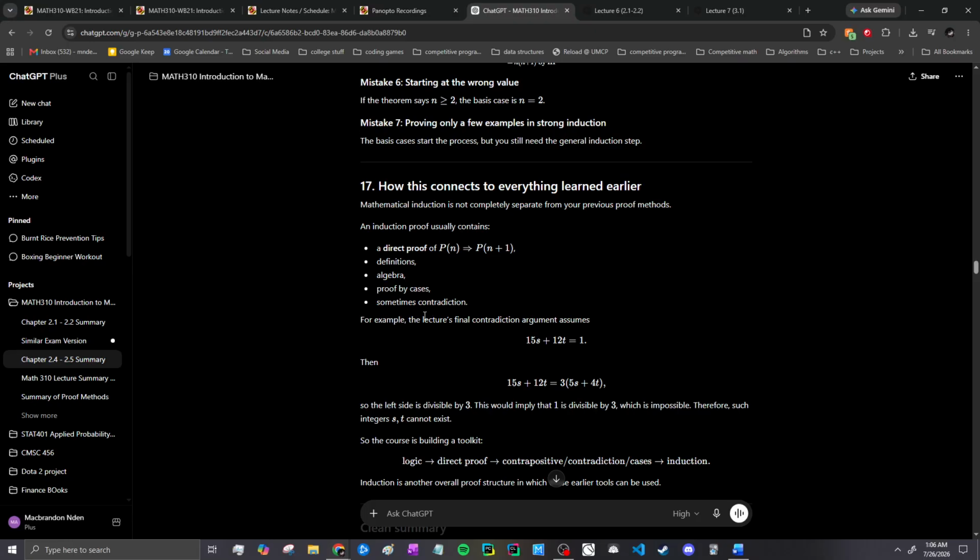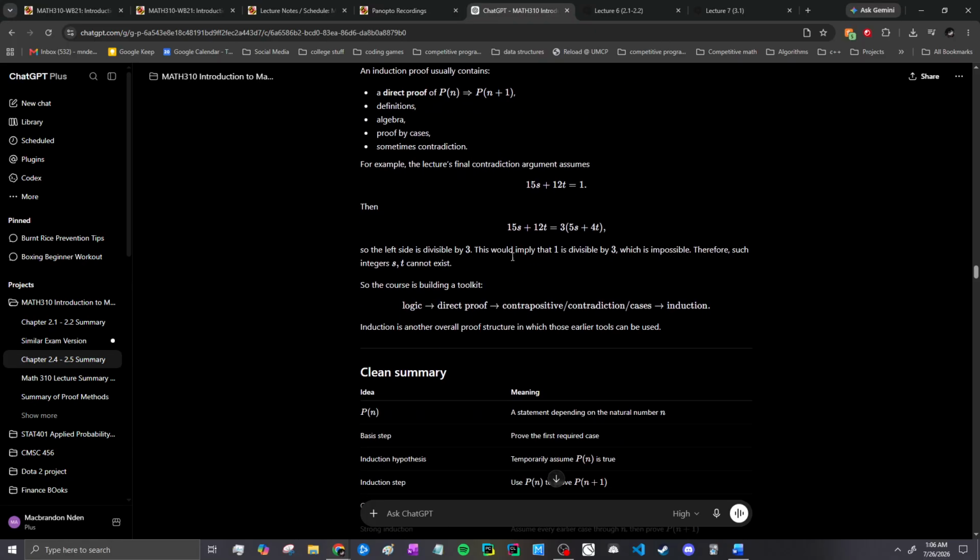Definition, algebra, proof by cases, sometimes contradiction. For example, the final contradiction argument from the lecture assumes this, and then we can use that. It's factorization, so the left side is divisible by 3. This would imply that 1 is divisible by 3, which is impossible. Therefore, such an integer cannot exist.